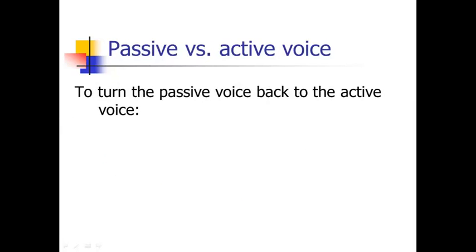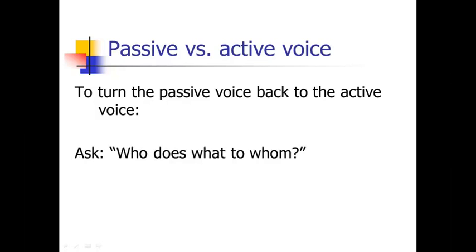So how do you turn the passive voice back to the active voice? First of all, you have to recognize when a sentence is in the passive voice. That's the first step. Then to turn it back to the active voice, you have to ask yourself the question, who does what to whom? Who is the subject of that sentence? Who's the object? And you want to then invert that sentence back to subject, verb, object. In some cases, there won't be a subject. In some of the editing exercises we're going to do, there won't be a subject, so you might have to guess that the subject is we or the authors of the paper.